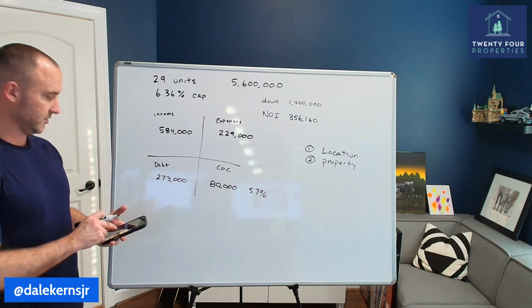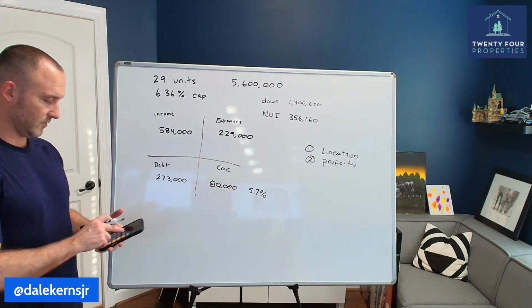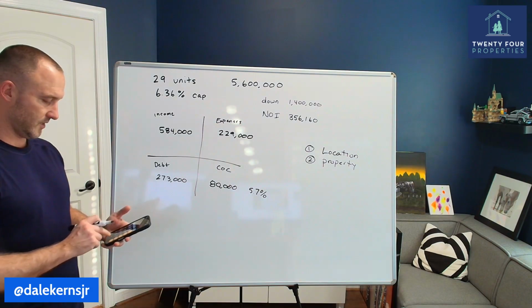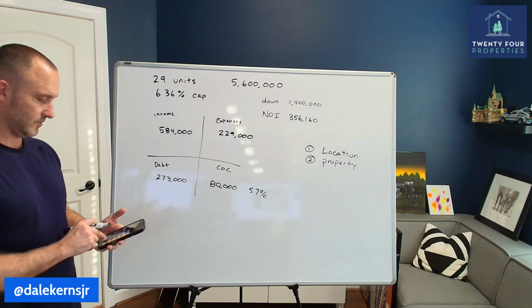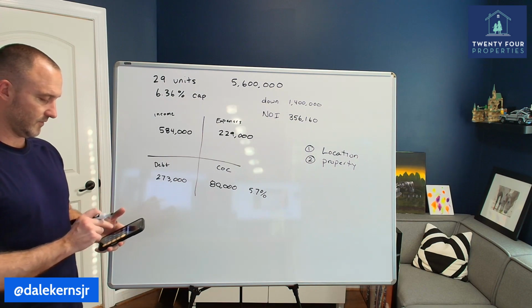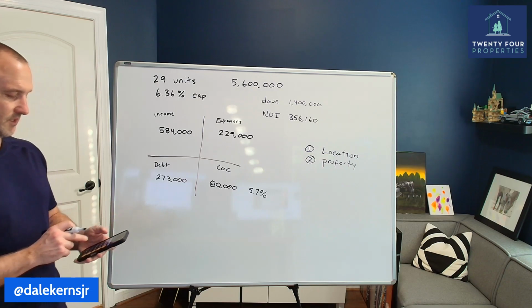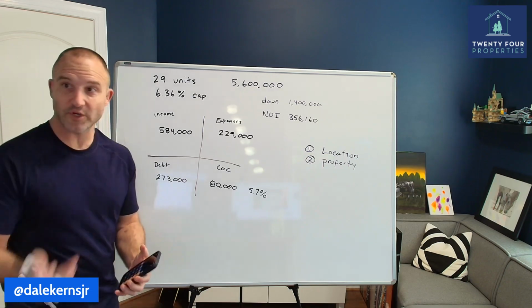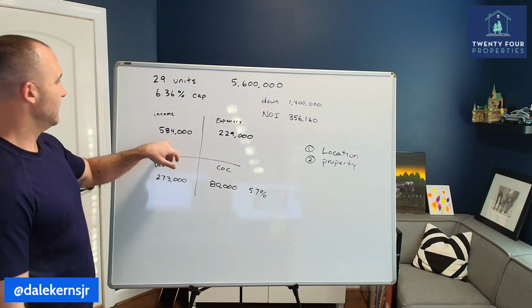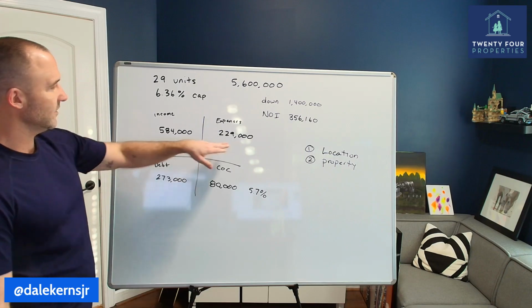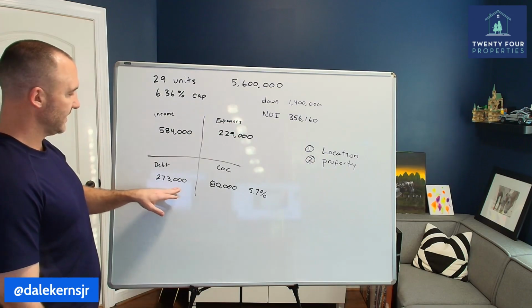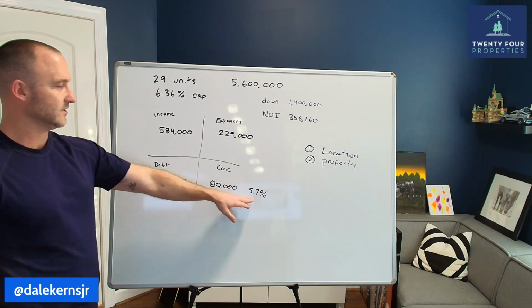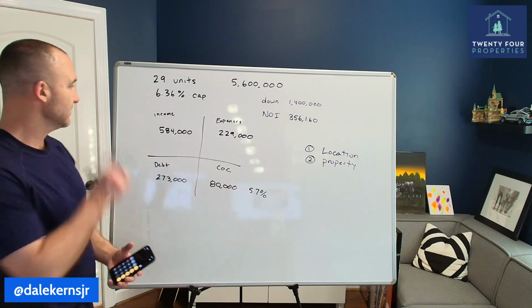So let's just do some quick math. 584 divided by 12, divided by 29, 1,600. So rents are pretty decent. So here's the income, here's the expenses, here's our NOI. We get our debt, cash on cash, 80,000 for 5.7%.